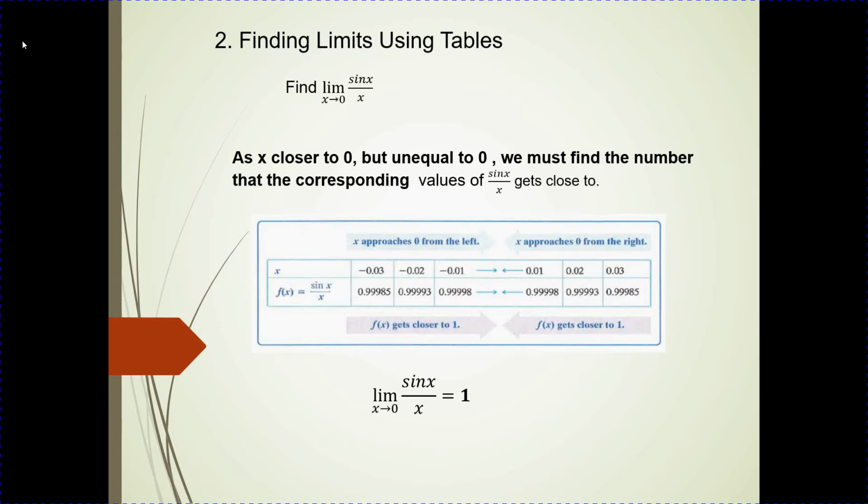We can use this limit to find limits of other trigonometric functions. This is very important, just keep it in your mind. There is another way of finding this limit, which you will see in the calculus class.